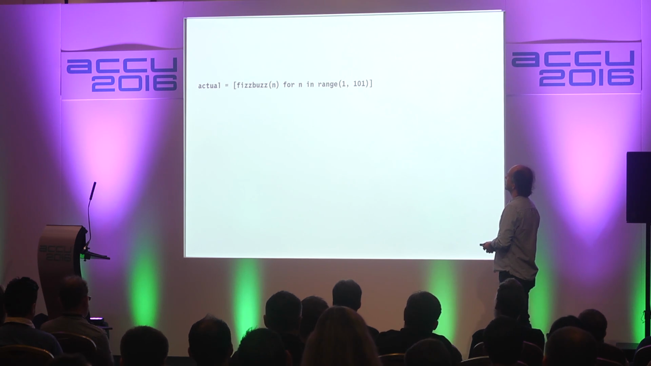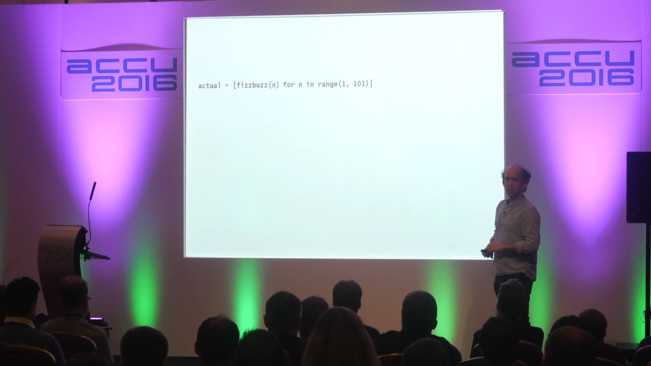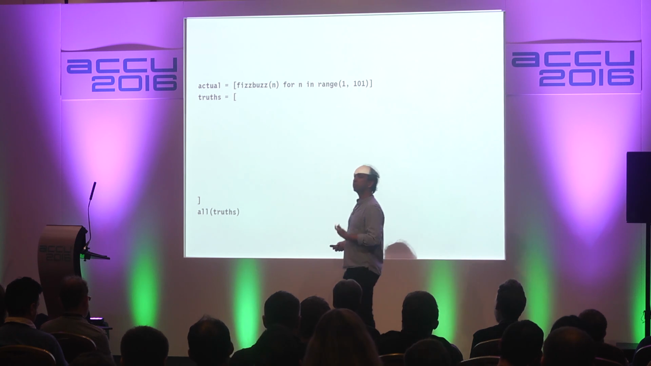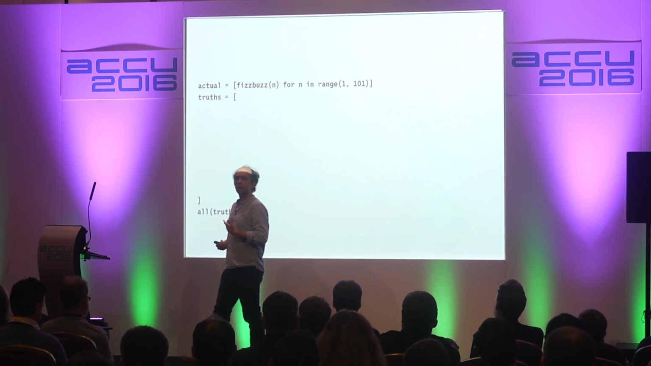So what I'm going to do here is use one of those comprehensions. I'm going to say, right, get me all the FizzBuzzes, up to 100, thank you very much. I've got a list. This is what actually happened. Now, what I'd like is to establish a set of truths about them, things I would like to know to be true.